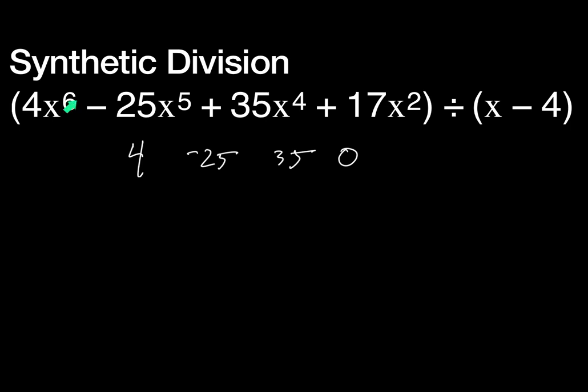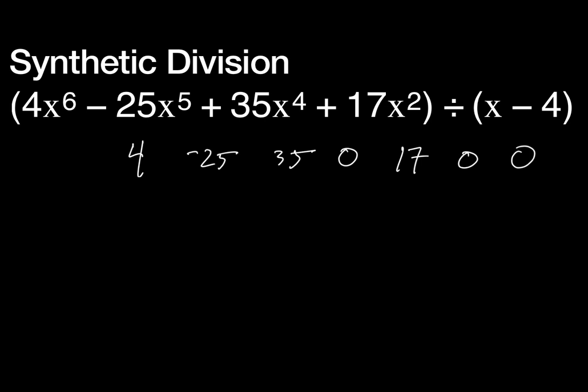Wait, what? 6, 5, 4. There isn't a 3 power, so that's 0. The 2 power is 17. The 1 power is nothing, so there is no x term, and there's also no constant term. This would be a really long process.